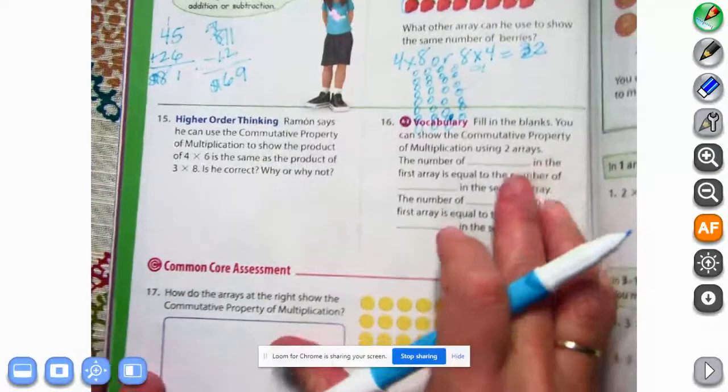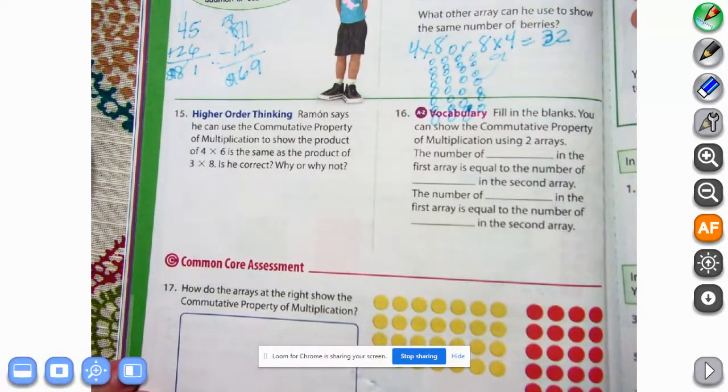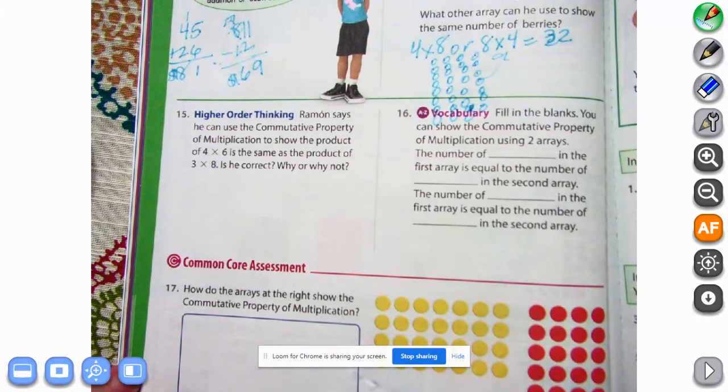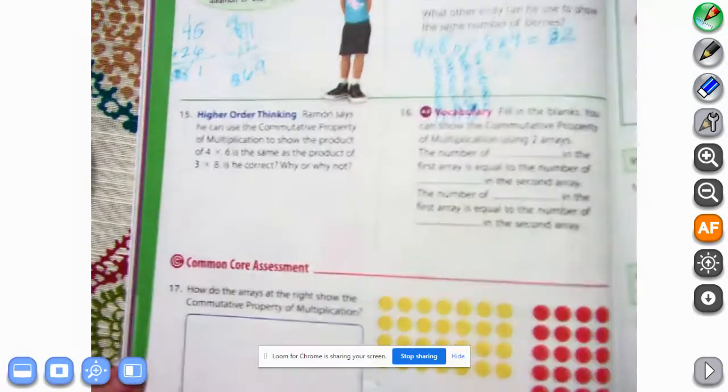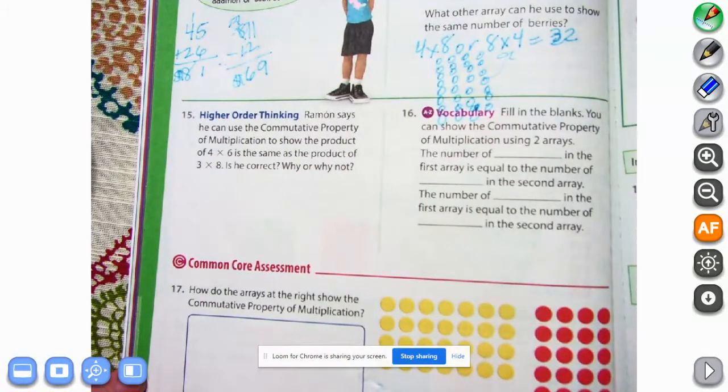Number 15 says, Raymond says he can use the commutative property of multiplication to show the product of 4 times 6 is the same as the product of 3 times 8. Is he correct? Why or why not?